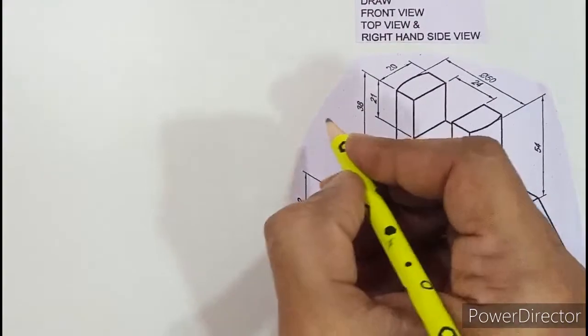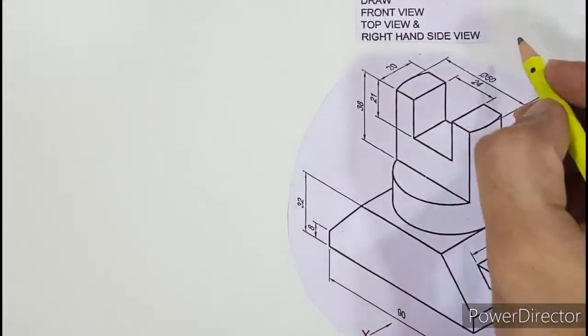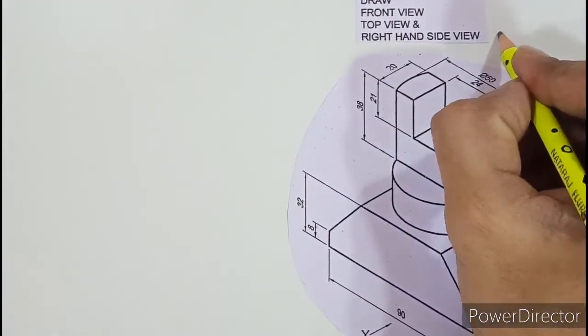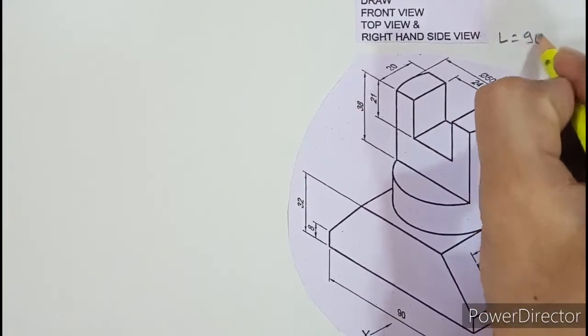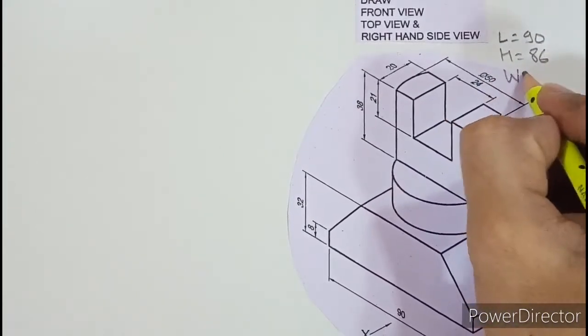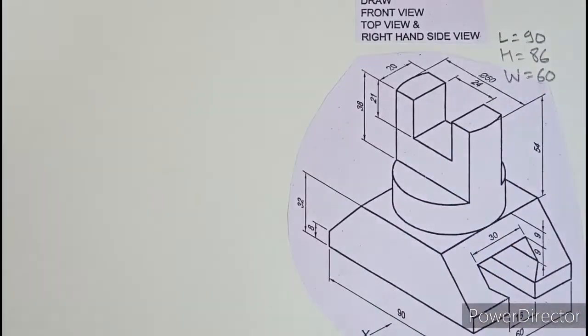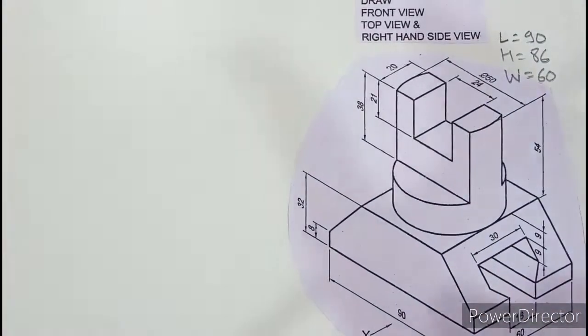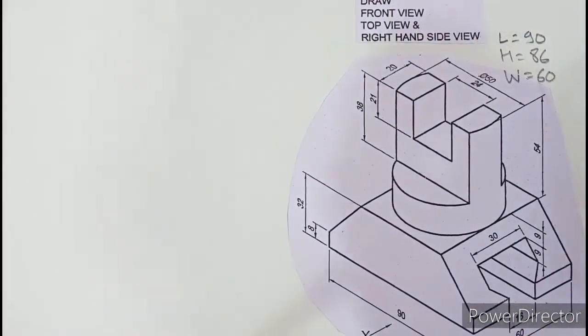So let us write down here: length of the object 90, height 86, and width of the object is 60. So based on that, let us start preparing the 3 boxes, what is required.